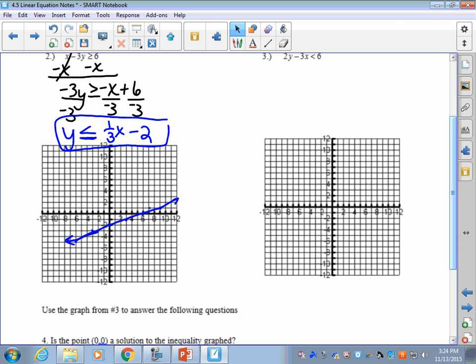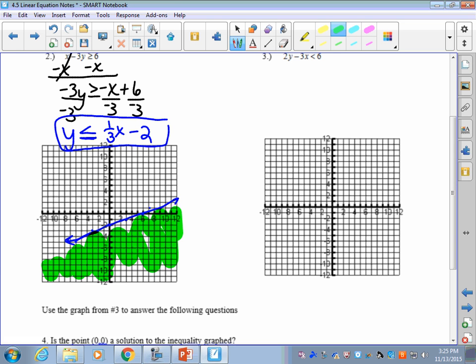All right, and where are we shading? Above? No. Read the inequality. What does it say? Why are we shading below? Because it says less than or equal to. So we're shading below.